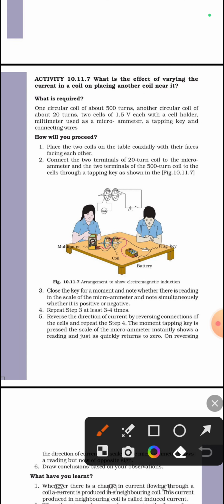Next, what is the effect of varying the current in a coil on placing another coil near it? When current is varying in one coil, then an induced current is induced in the other coil placed near it. This is electromagnetic induction, because varying current produces a varying magnetic field. A varying magnetic field produces the induced current.